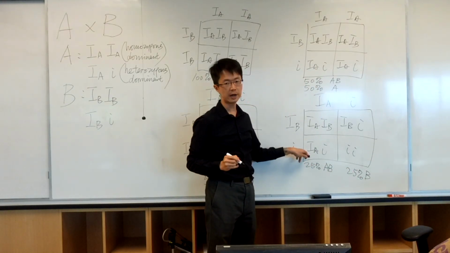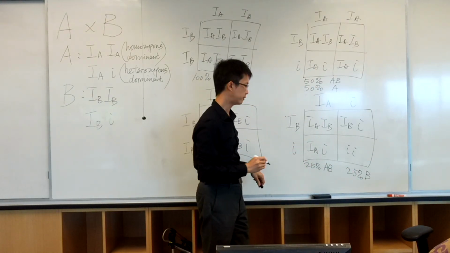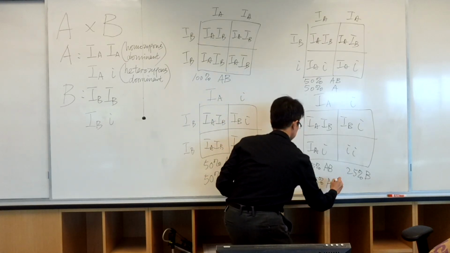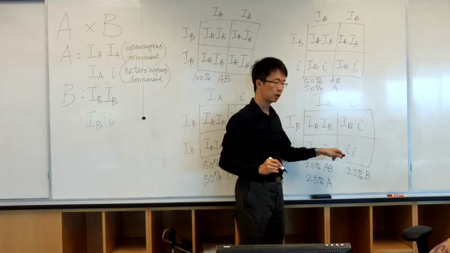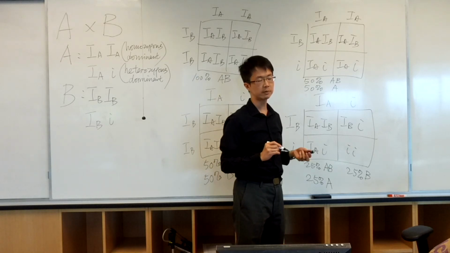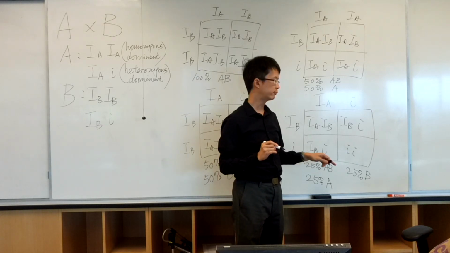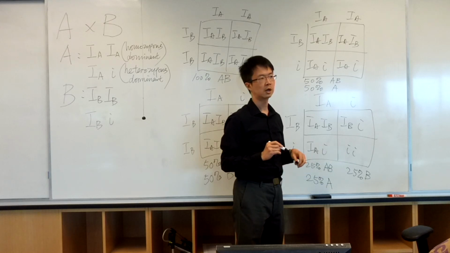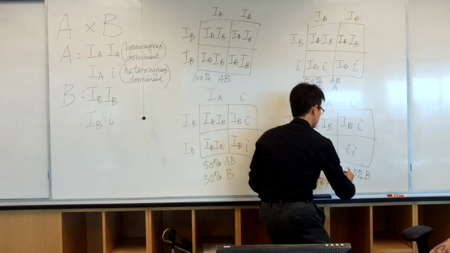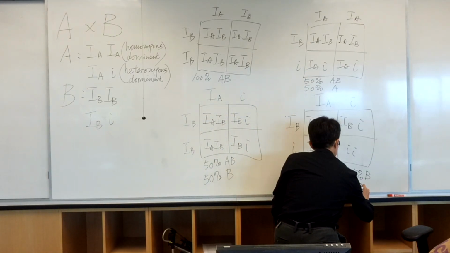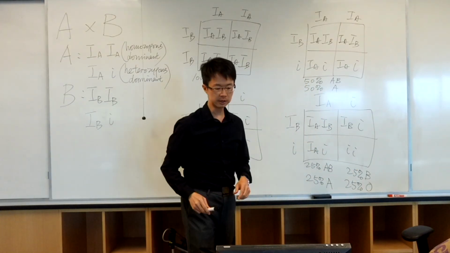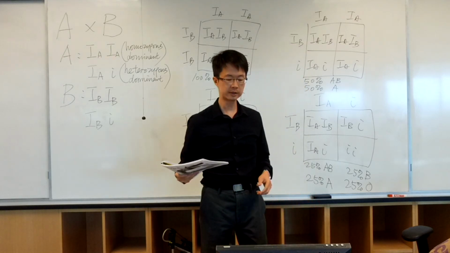1 out of 4 will be IA small i. Therefore, 25% will be heterozygous dominant A. Last but not least, 25% will be small i small i, which means, if you remember the lecture, if you have a homozygous recessive gene, that will be blood type O. So that means 25% will be blood type O. So this is how you should do your exercise.